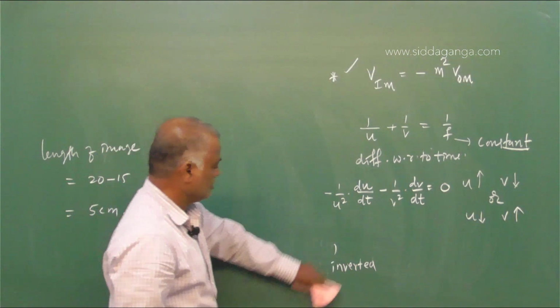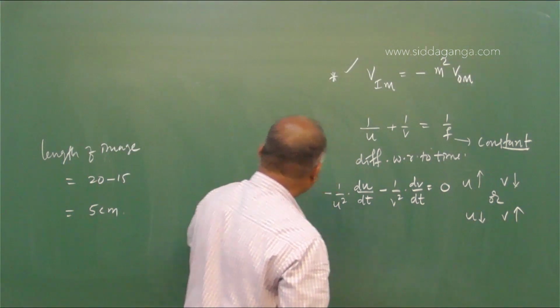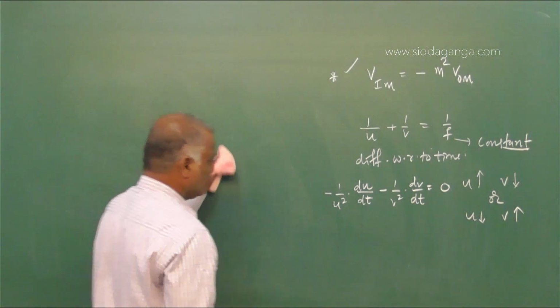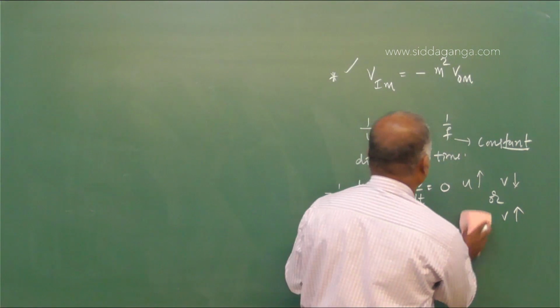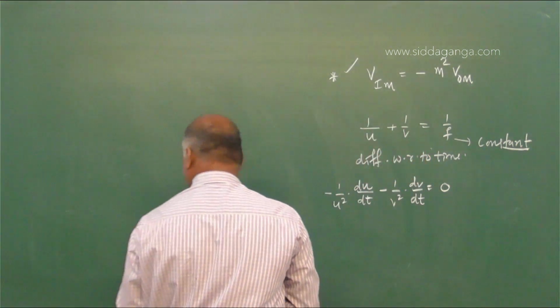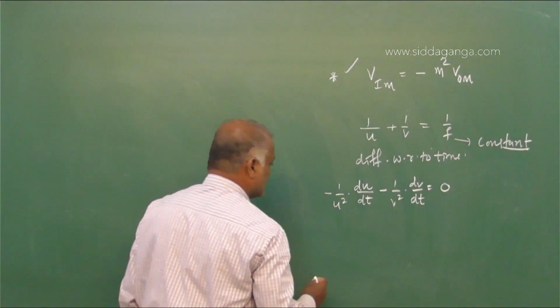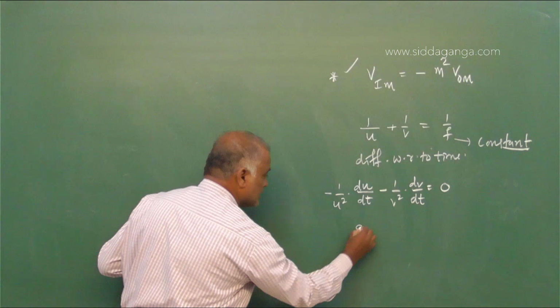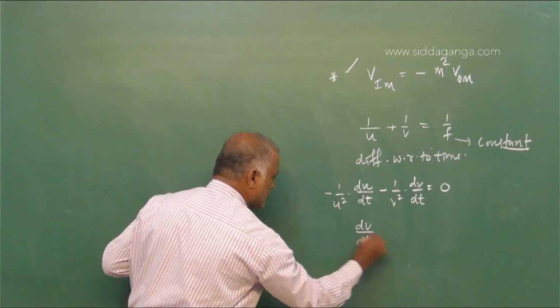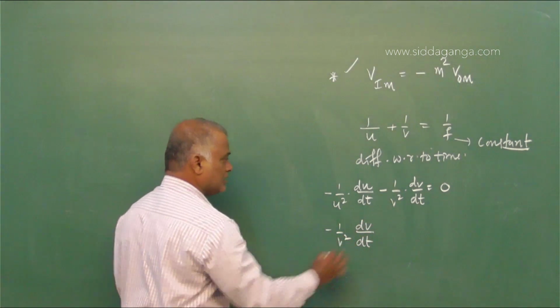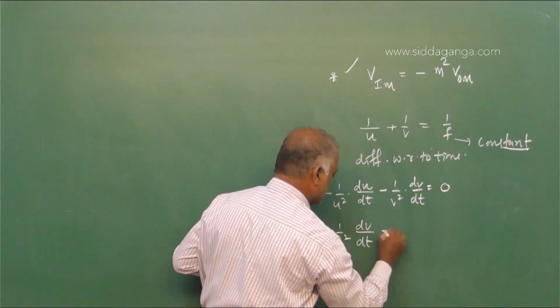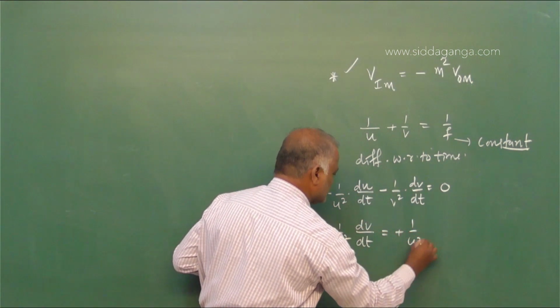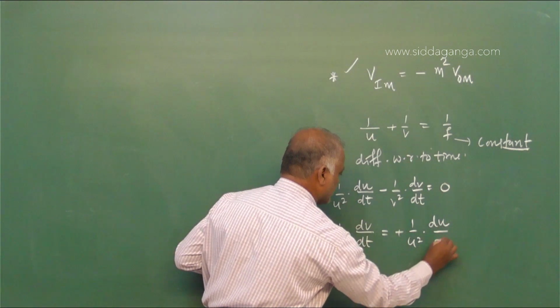So now rearrange this. Let us arrange like this. So dv by dt, minus 1 by v square, keep as it is, take to the right side, plus 1 by u square into du by dt here.